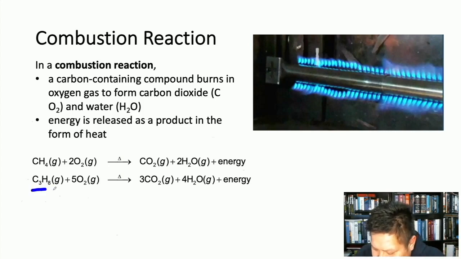Where we start out with something like this, a hydrocarbon, C3H8, which is actually propane. There are a bunch of hydrocarbons. Hydrocarbons are exactly what they sound like: molecules that are all made of carbon and hydrogen. So in propane, there are three carbons and 8 hydrogens.